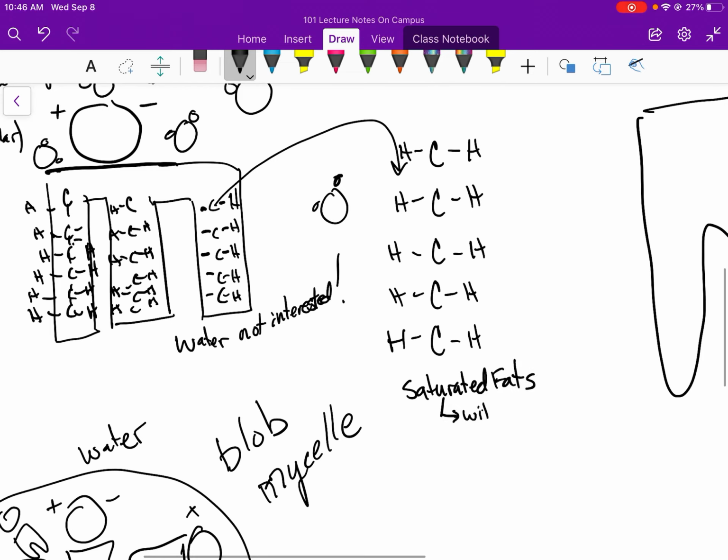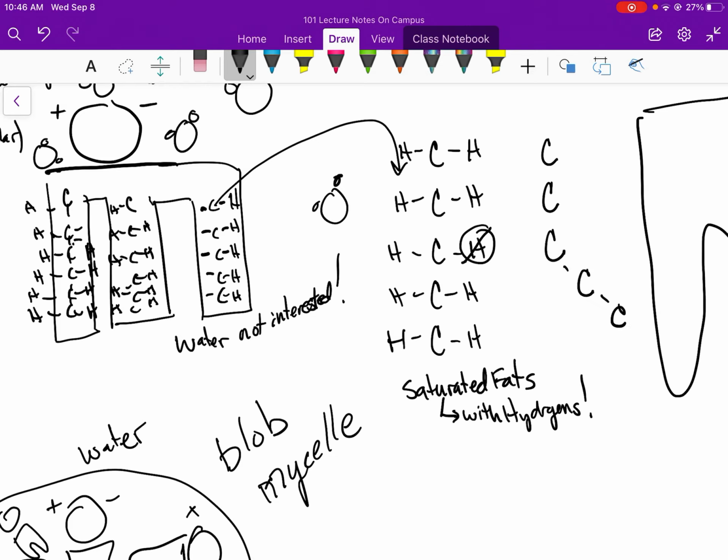Saturated with hydrogens. So they're all there. If you remove a hydrogen, it will change the shape. So let's take this hydrogen off, okay? And then what happens is the chain will change shape so that it goes like this. It'll get to this carbon, and the carbon will change shape right there. There'll be an angle.